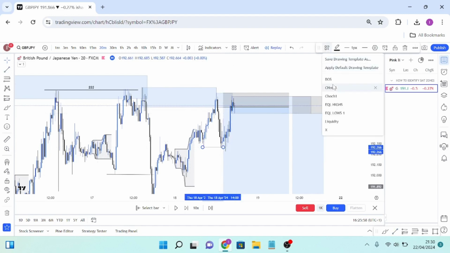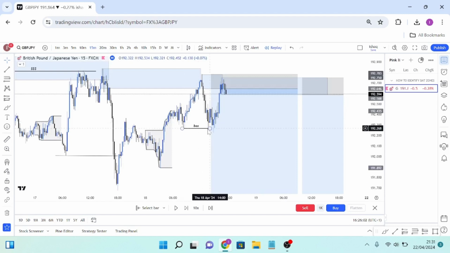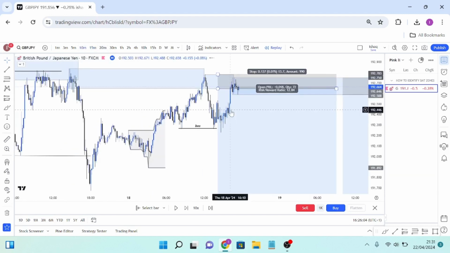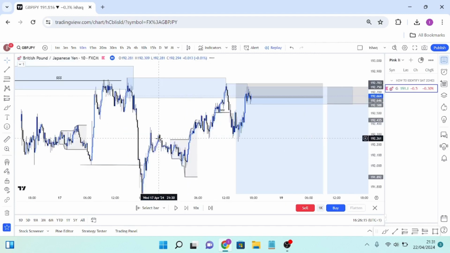It broke structure. If it does not break structure, I am not taking it. Look right here, it broke structure. If I go down to the low time frame, right here, or even so, here, broke structure, and market tapped in.